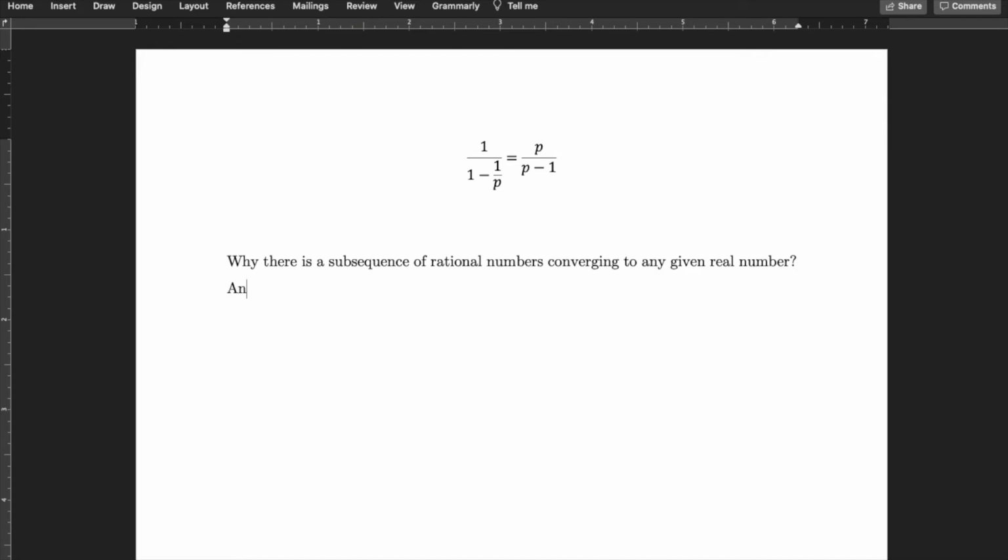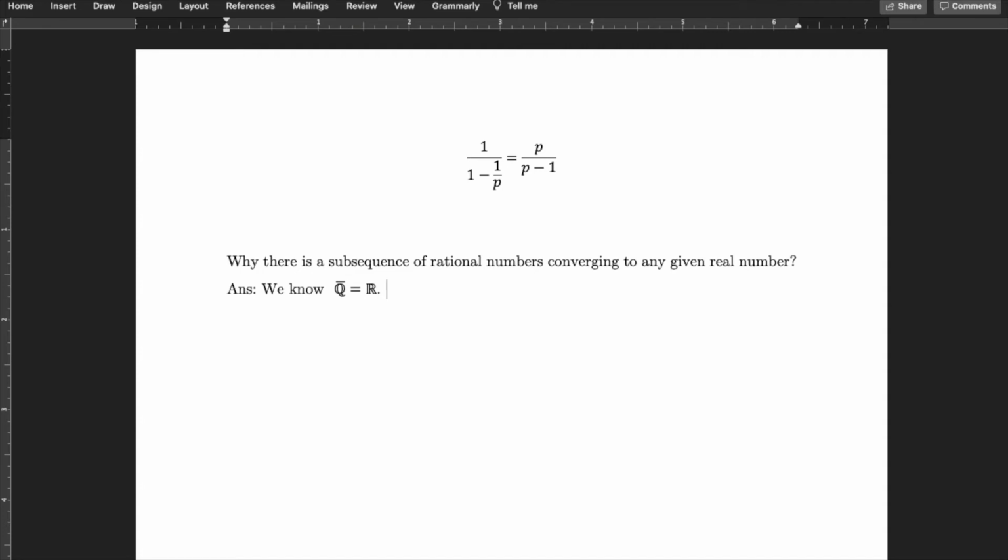The answer is, we know this thing. We know that the closure of Q, the set of rational numbers, is R. This we have seen in our sixth chapter in the last semester.